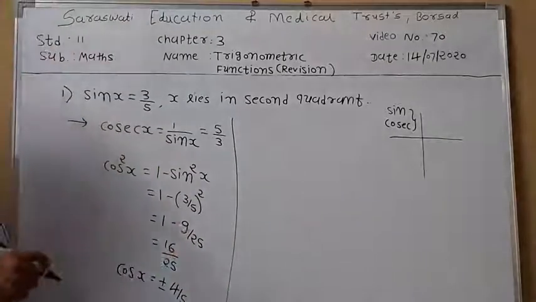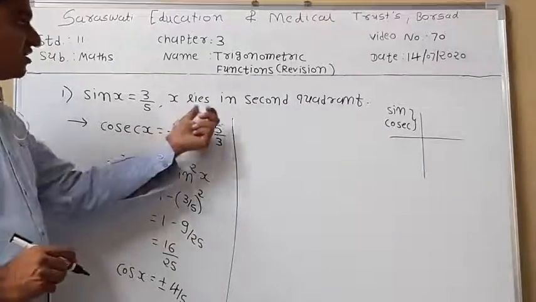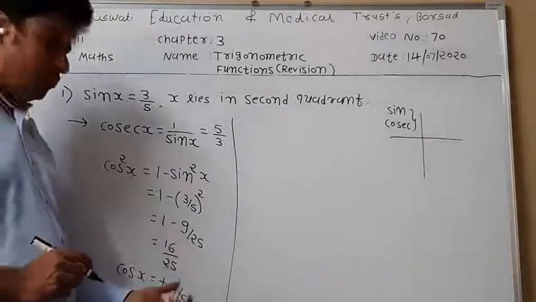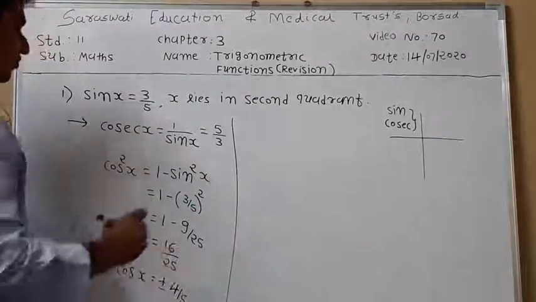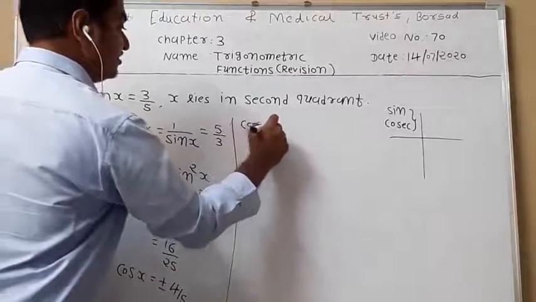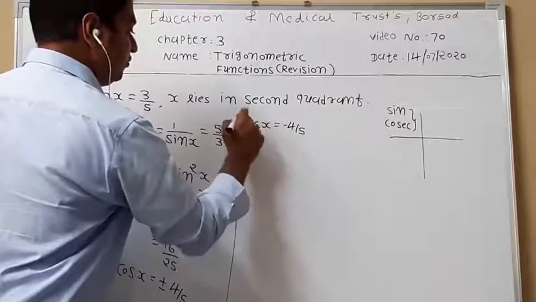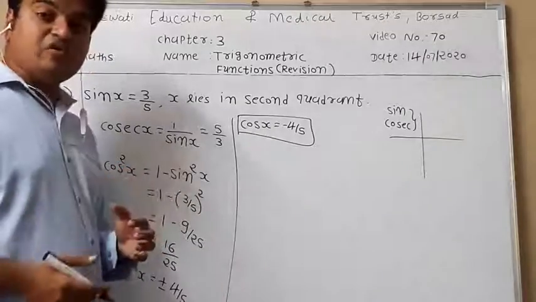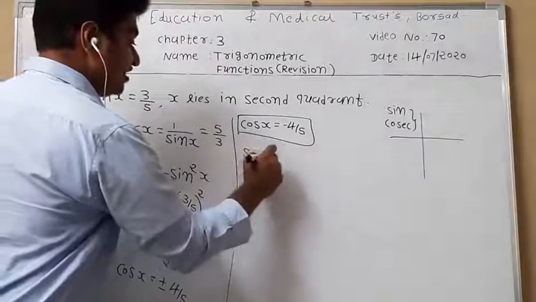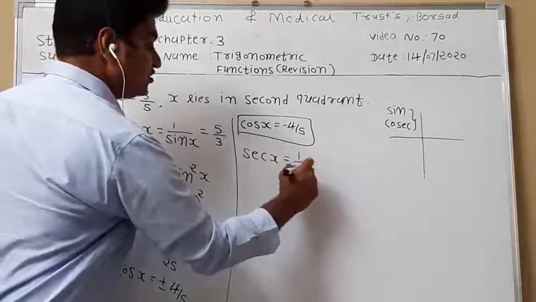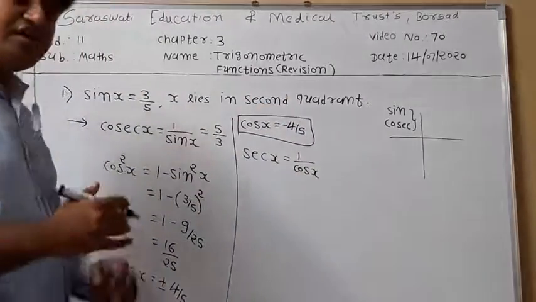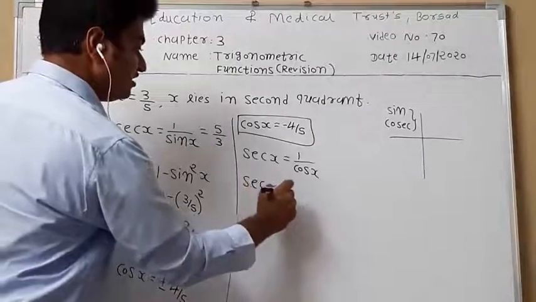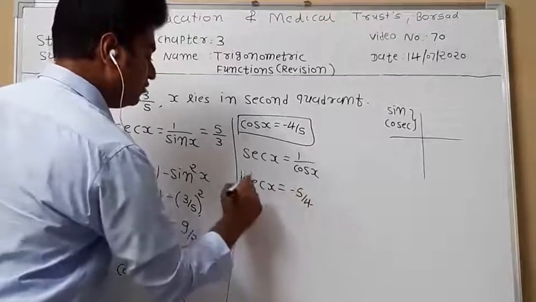But the condition is present that x lies in the second quadrant, and in the second quadrant the value of cos x is negative. That's why we write the minus sign. So cos x is equal to minus 4 upon 5. Now using cos x, we can easily find sec x. We know that sec x is equal to 1 upon cos x. Now this value is written in reverse order, so sec x is equal to minus 5 upon 4.